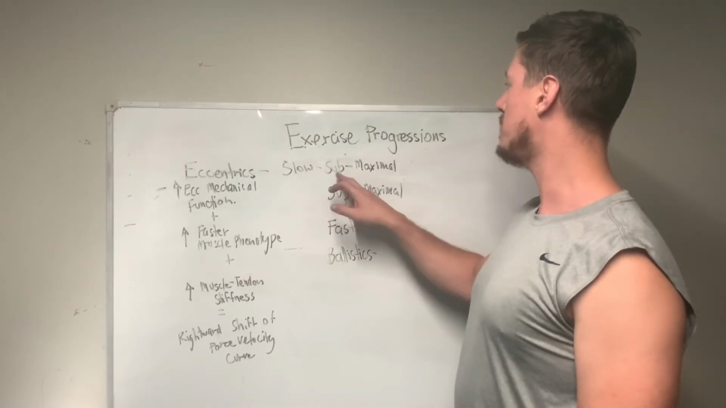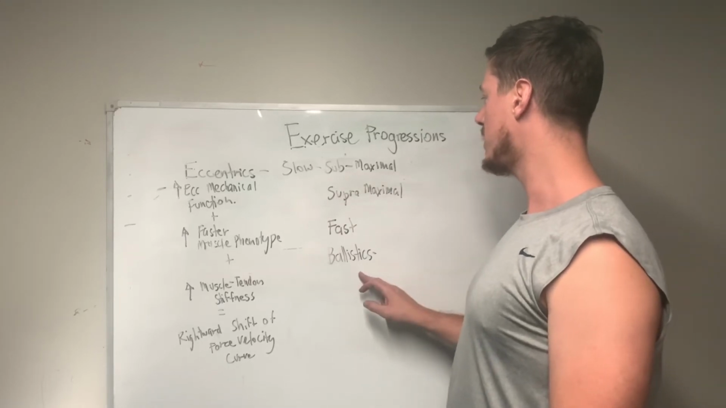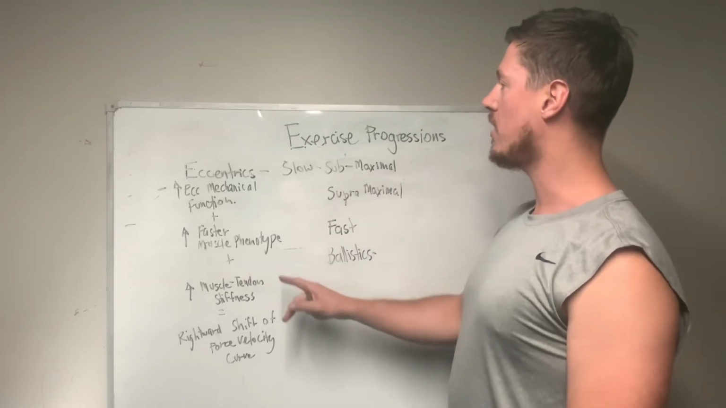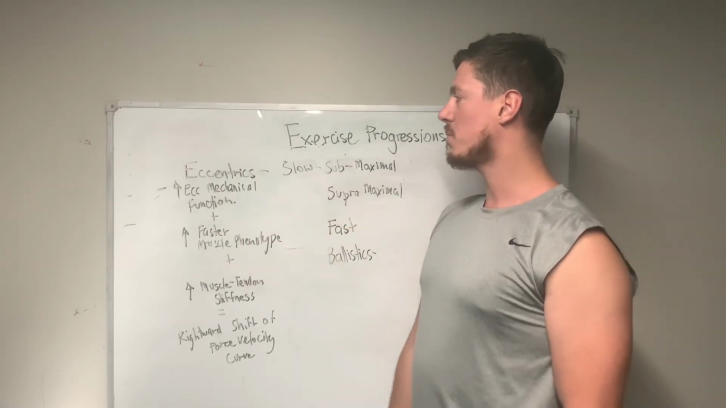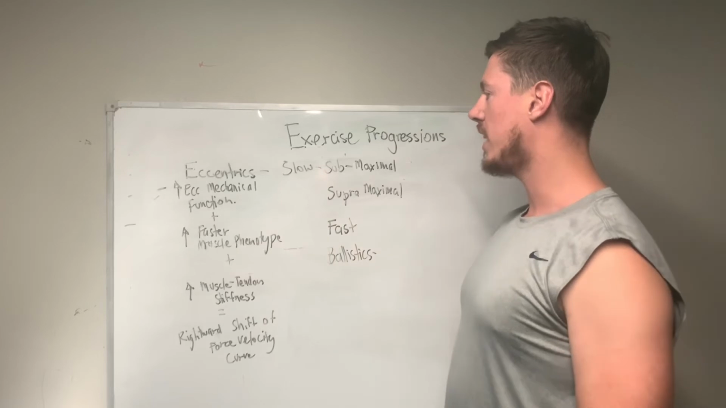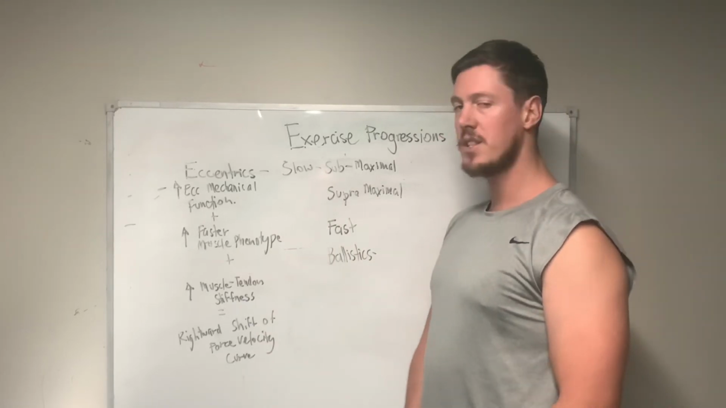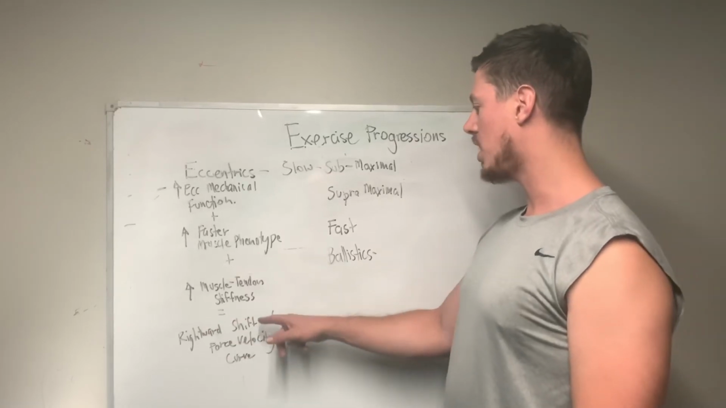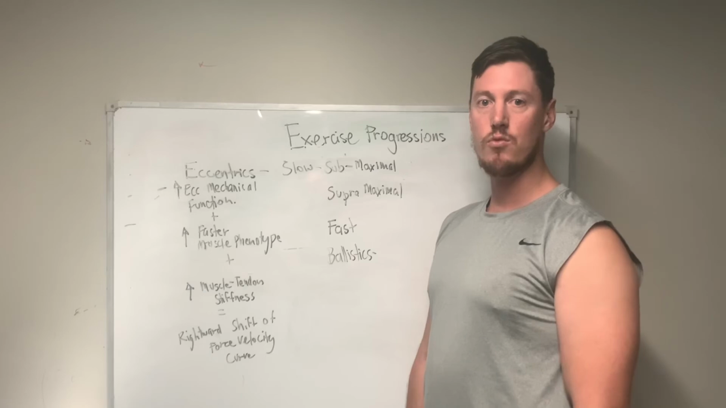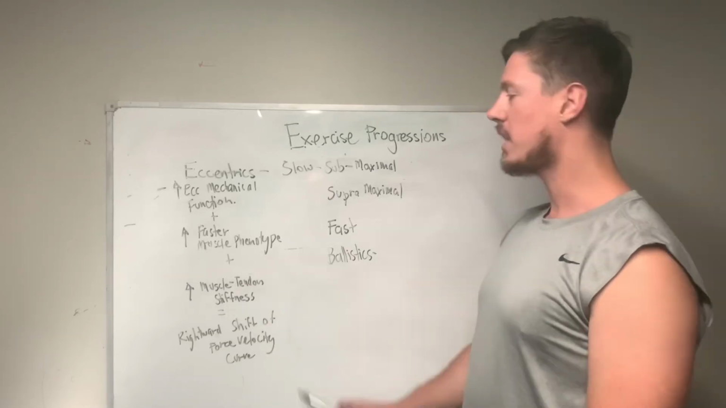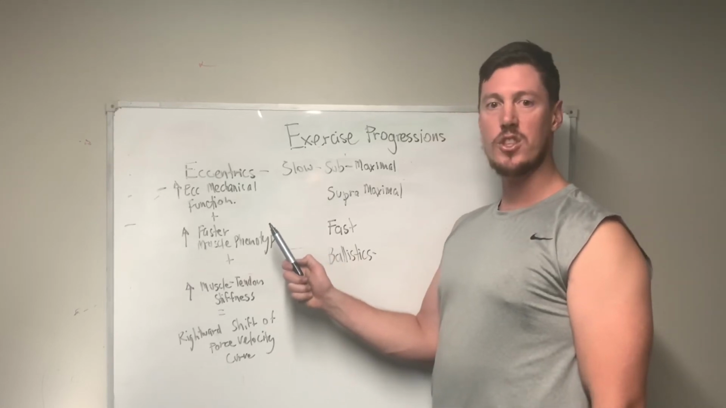So you've got slow sub-maximal eccentrics, super maximal eccentrics, fast eccentrics, and ballistics, and the goal there is to increase your eccentric mechanical function, increase your faster muscle phenotype, and decrease your muscle tendon stiffness, and all of this results in a right shift of the force velocity curve. That's obviously some of Dr. Angus Ross's work, with some of my own mixed in. That would be more for an advanced athlete, looking at the eccentric side of things.